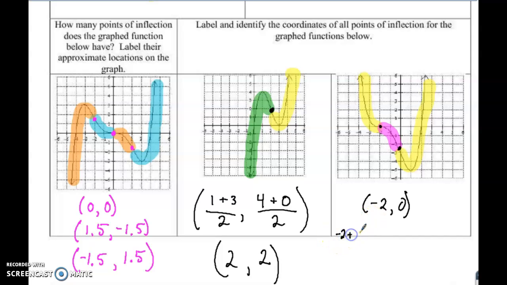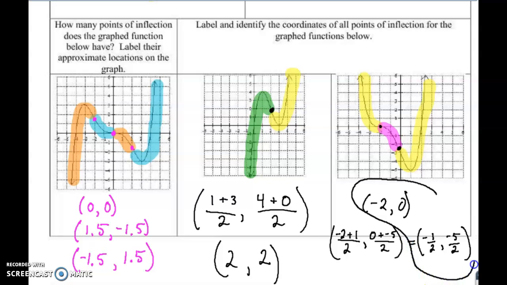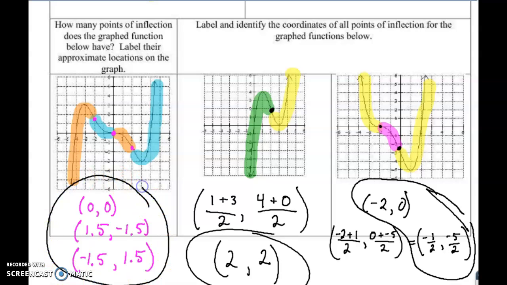-2 plus 1 over 2, comma, 0 plus -5 over 2 will give us the other point of inflection of, looks like -1/2, comma, -5/2. And that's pretty close to where I had my dot earlier. So these 2 points of inflection here, we only had 1 point of inflection on this one, and we had 3 points of inflection here.